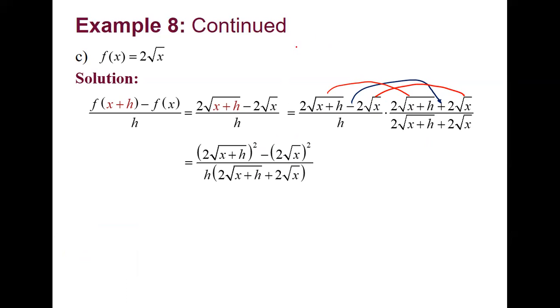Because if we remember difference of 2 squares, if you have a plus b times a minus b, it's going to equal a squared minus b squared. I have difference of 2 squares. I have a plus b times a minus b. So all that matters is your first term and your last term. So you don't actually have to FOIL if you utilize your rules.